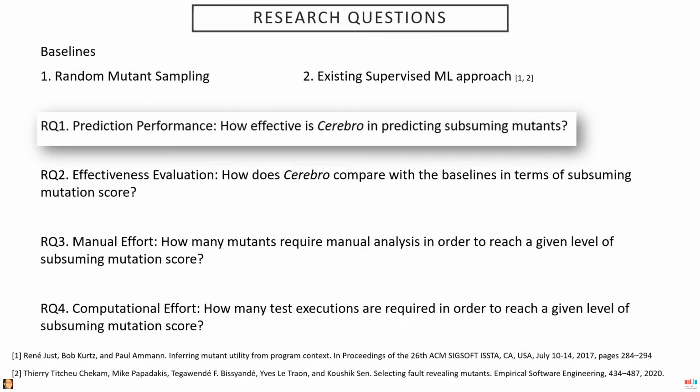So we start by asking how effective is Cerebro in predicting subsuming mutants. This also includes the comparison with baselines. One is random mutant sampling and the other is an existing supervised machine learning method based on manually designed features from the two studies mentioned at the bottom. For example, data flow, control flow, AST related features, etc.